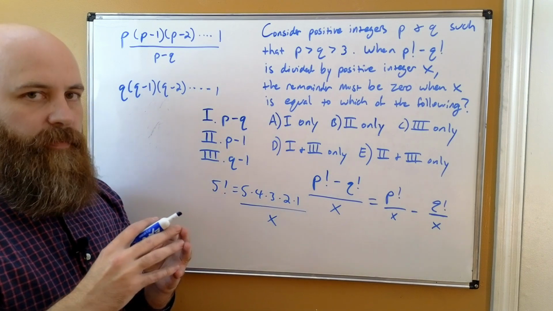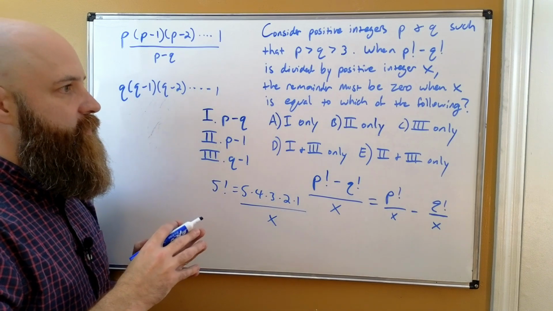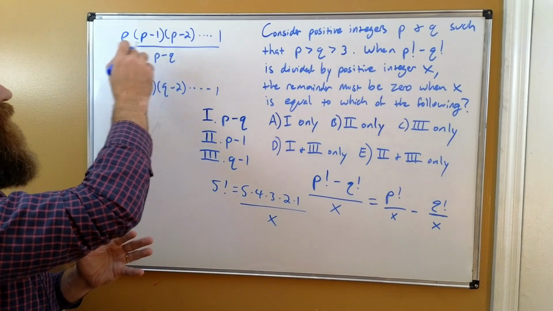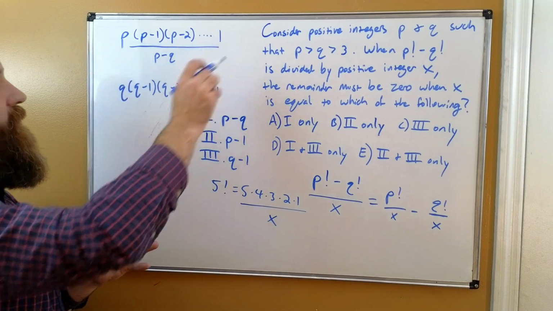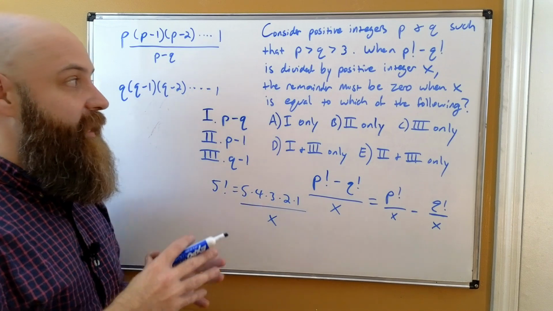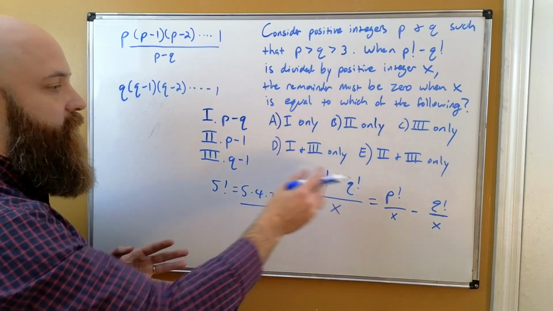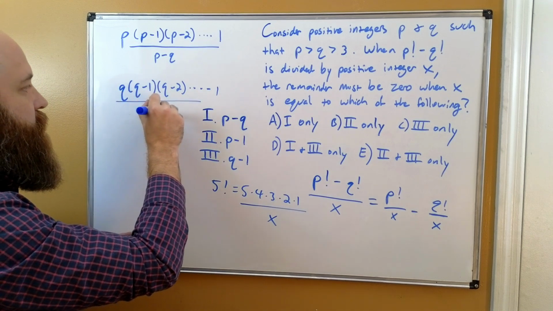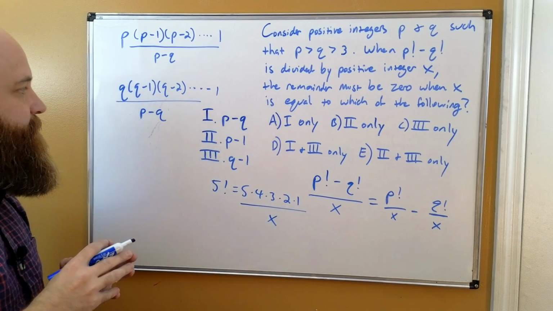Well, p minus q is going to be a positive integer because p is bigger than q. It's going to be an integer less than p. And we said that p factorial includes all the integers less than p going down to 1. So p minus q is going to be one of those. So yes, p minus q is a factor of p factorial, so that first term checks out. Now, what about the second term, q factorial? Does p minus q go into that?